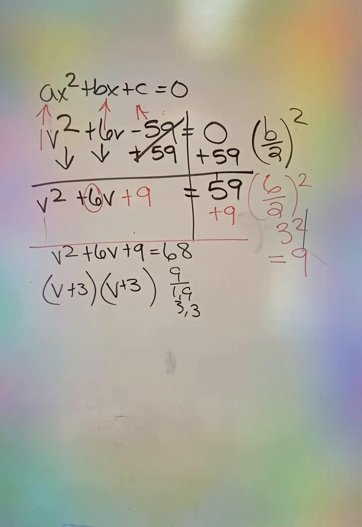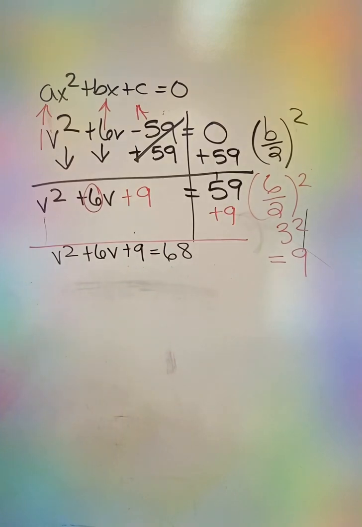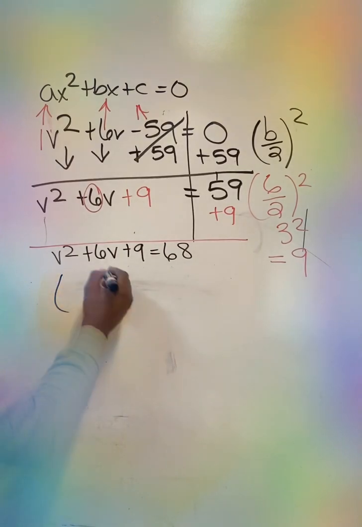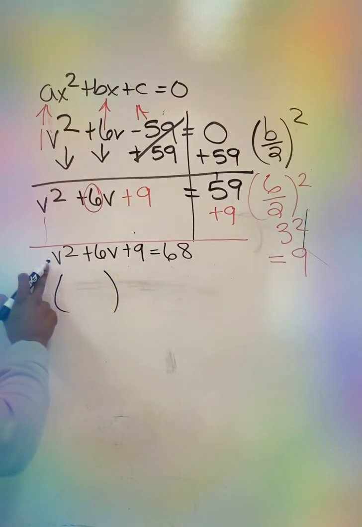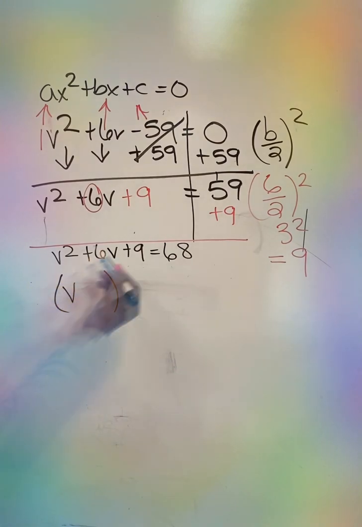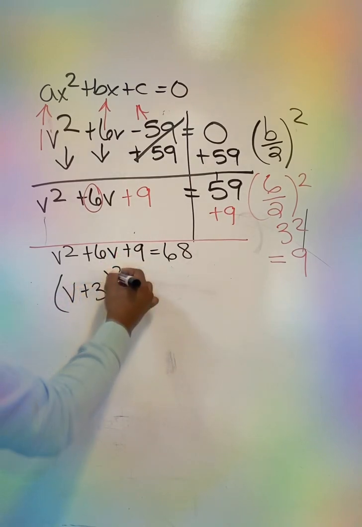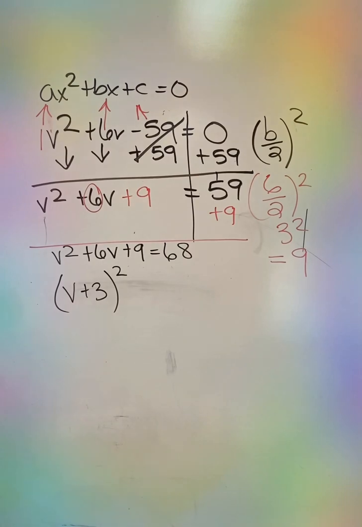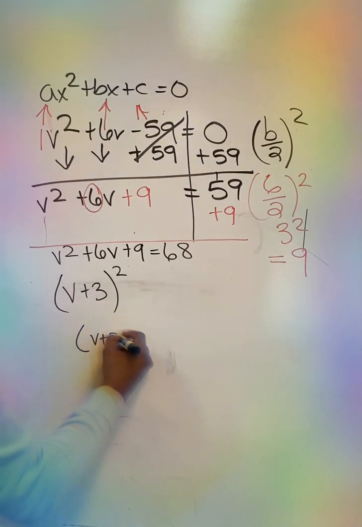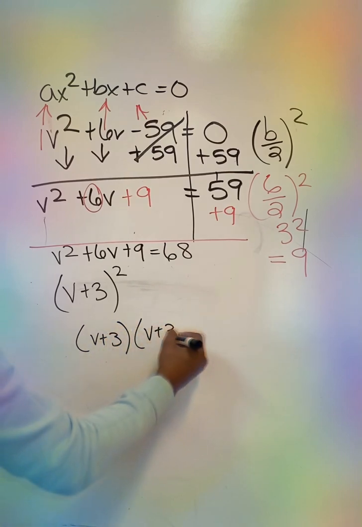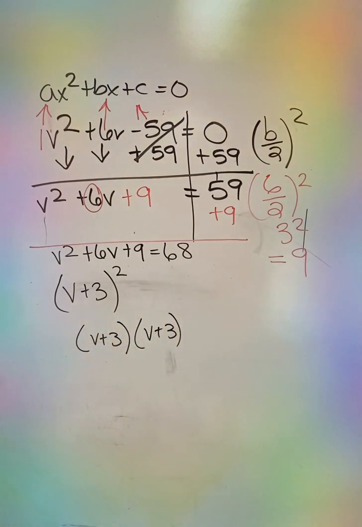Well, instead of you having to do that, because we completed the square on the left side, all you have to do is create your parentheses. The variable that is part of this expression, you're going to use that as your first term, and then you're going to find half of the b. Half of 6 is 3, so you're going to add 3 and then square it. So you still get the same thing, okay? v plus 3 squared is the same thing as multiplying v plus 3 twice, okay?